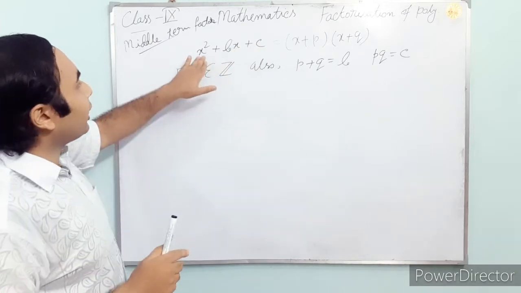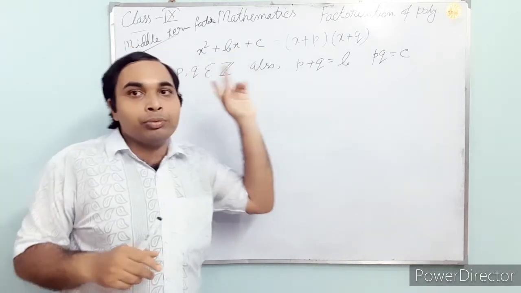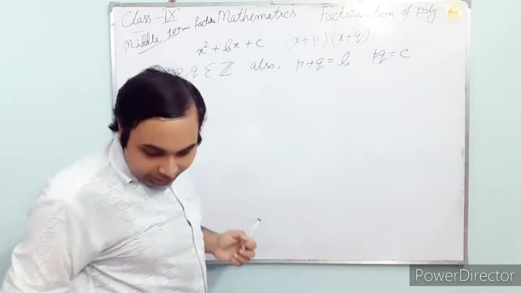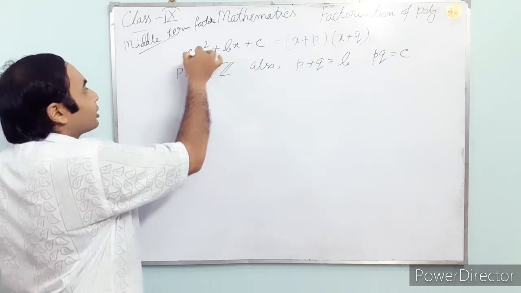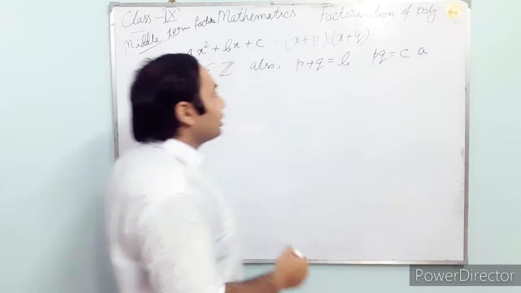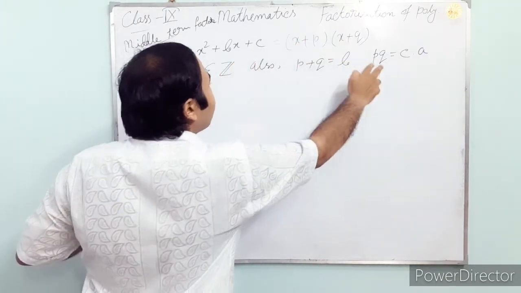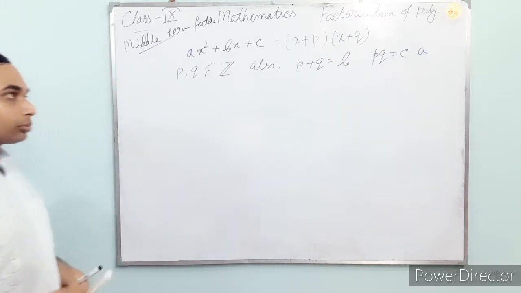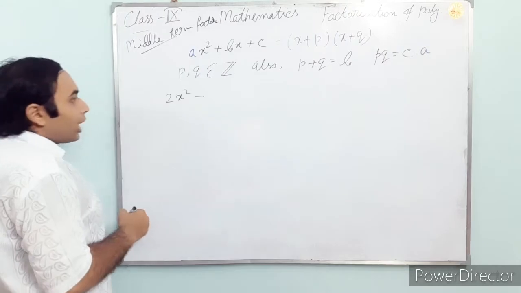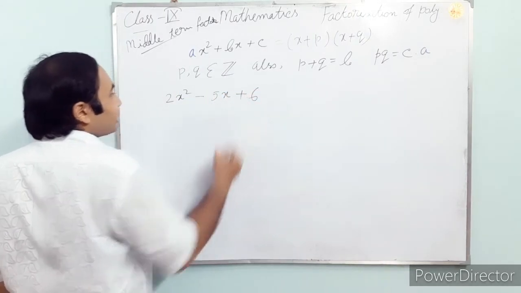Actually here we have written x square plus bx plus c. Sometimes the coefficient of x square will be more than 1. So if we take ax square plus bx plus c, then this condition will change: the product of pq will be equal to the product of c and a. So let us do one example. Let us write 2x square minus 5x plus 6.